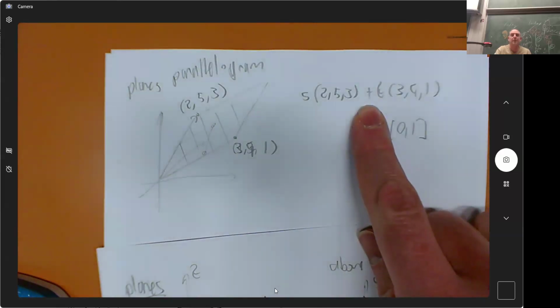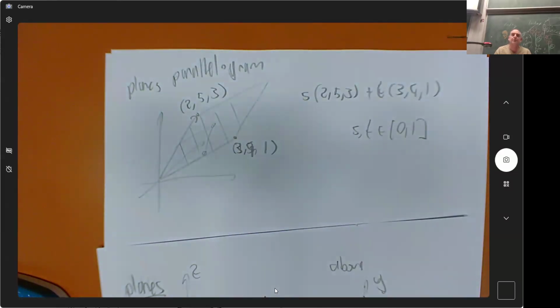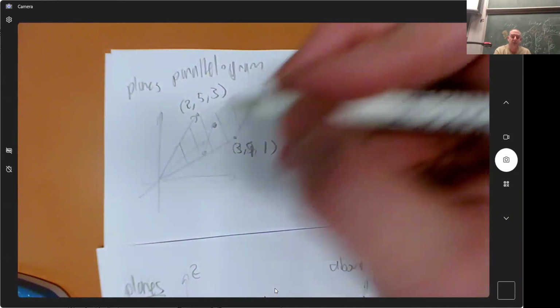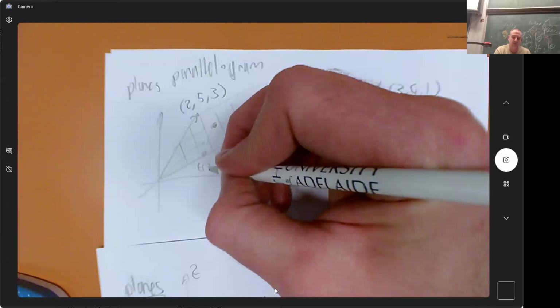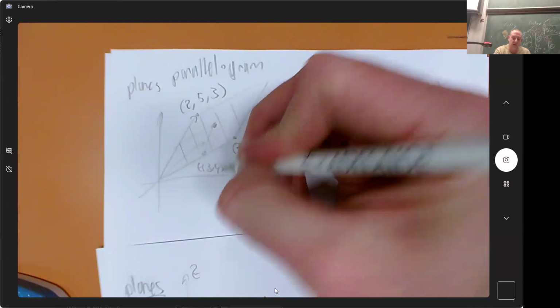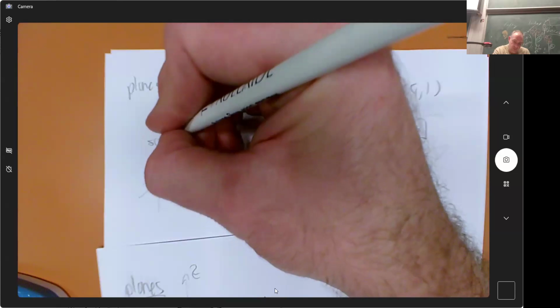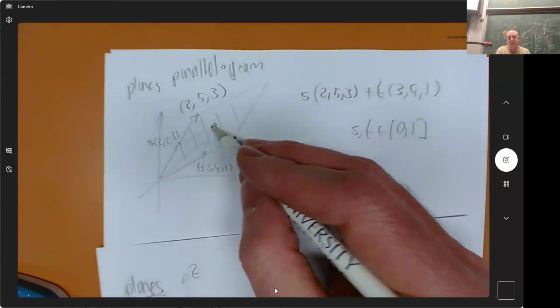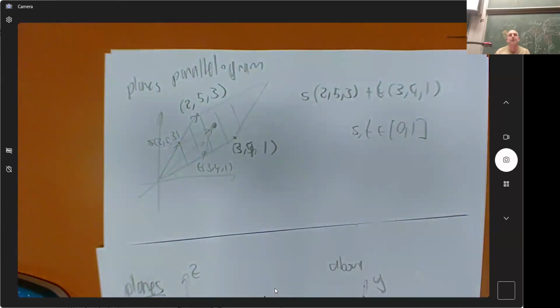With the plus here. Yes, this gives every point individually on this plane. So this is T lots of 3, 4, 1, and this is S lots of 2, 5, 3 here. And we add them because when you add vectors, you put that parallelogram together.